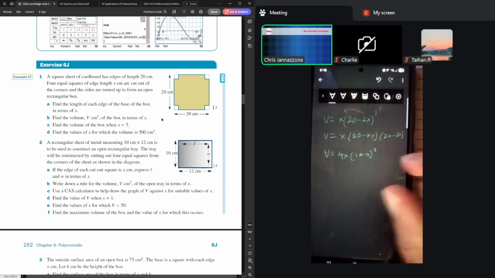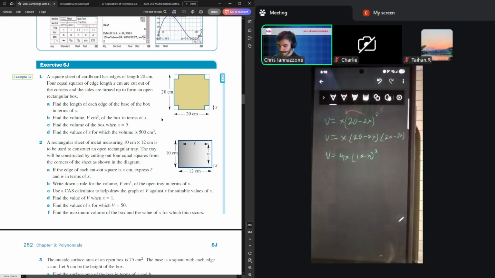We have our volume equation. You can use your CAS as well. We're going to use CAS methods to solve it. How are we going to figure out the maximum possible volume of this shape? Feel free to use the procedure that's written in my notes.